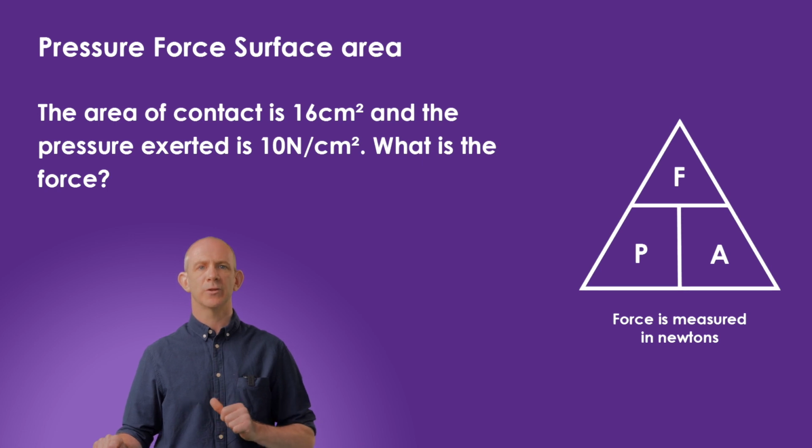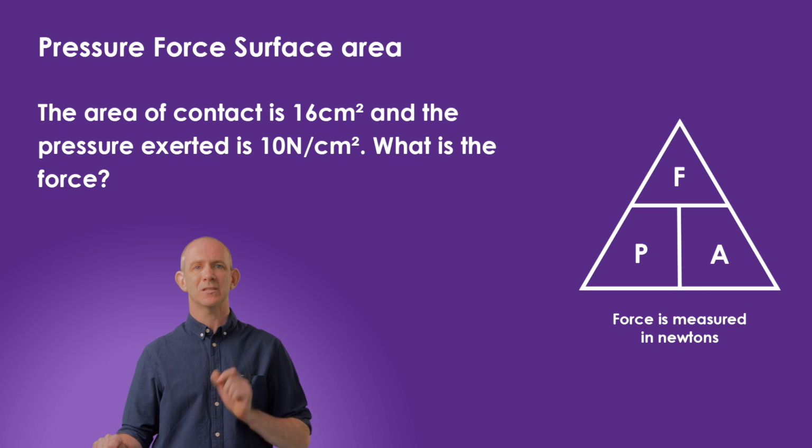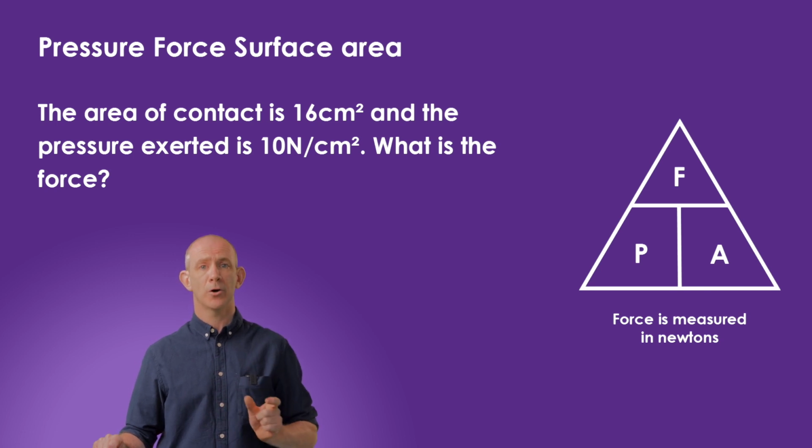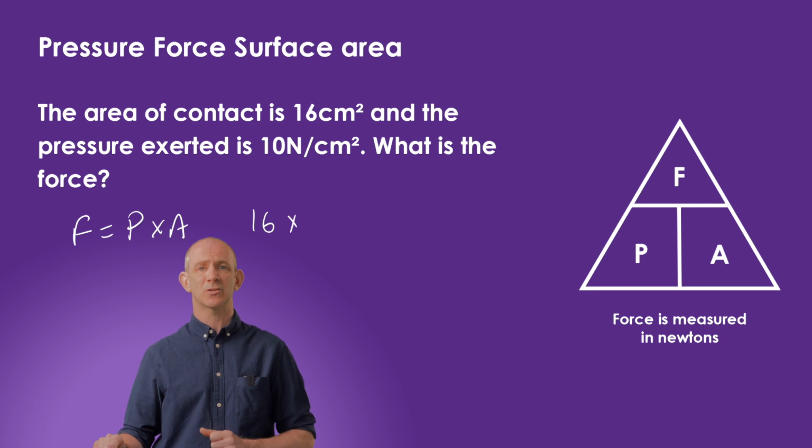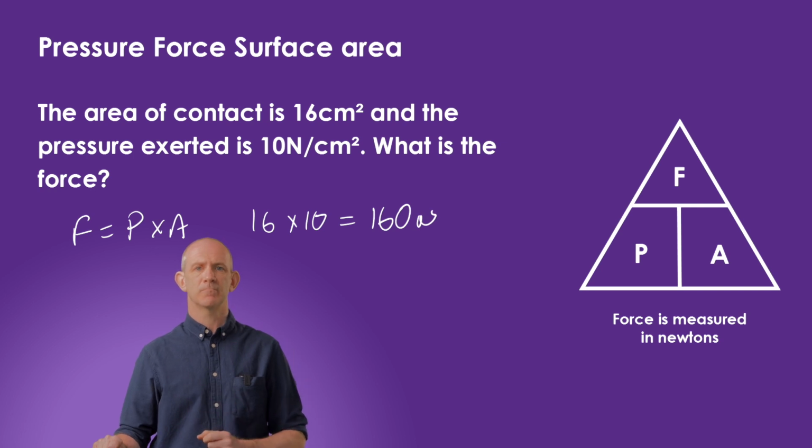In this question, we're told that the area of contact is 16 centimetres squared and the pressure exerted is 10 newtons per square centimetre. The triangle shows that force equals pressure times area, so force is going to equal 16 centimetres squared by 10 newtons per centimetre squared. And this equals 160 newtons.